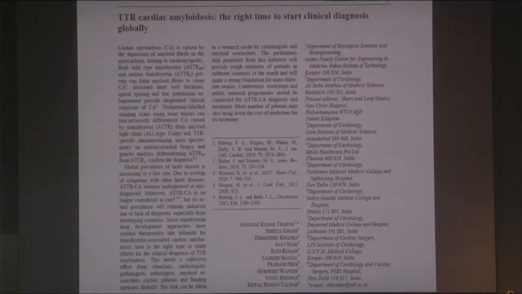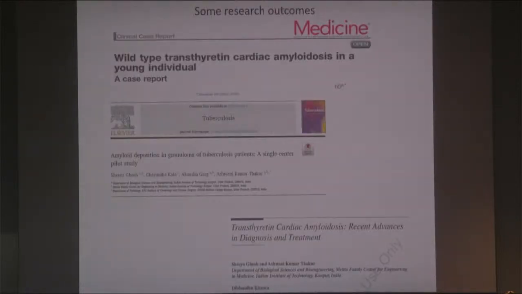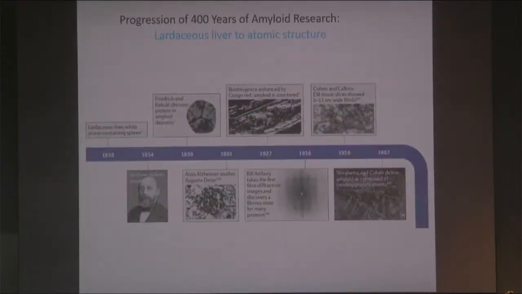And together we have also written an editorial in Current Science to, again, diagnose the cardiac patients. And these are some of the outcomes in IIT Kanpur. We have screened one patient who has wild-type transthyretin cardiac amyloidosis, although he's just 30 years old, and it is wild-type transthyretin. So that was amazing to see. And many more, which we are currently working on.